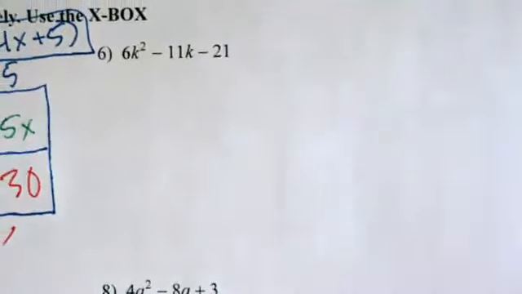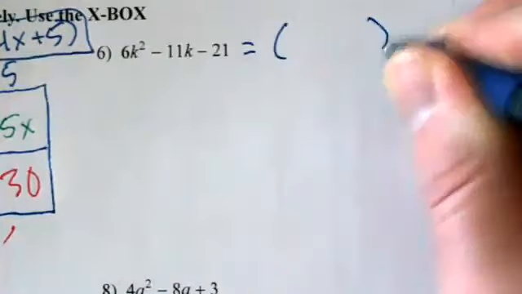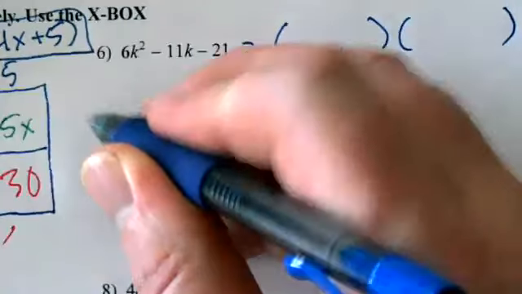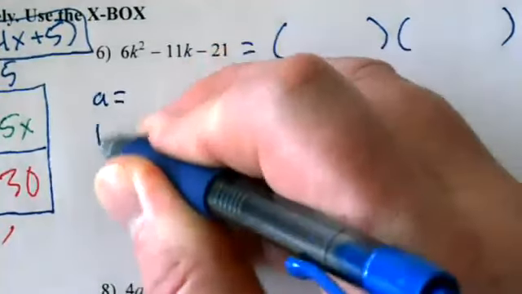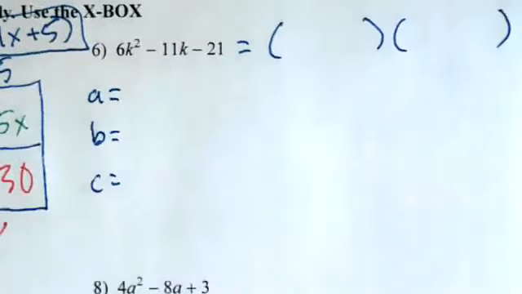So let's see if we can do this one. I know my answer is going to look like this. Let's go through our steps together again. A equals, B equals, C equals. We're going to do this one at medium speed. That last one was at tortoise speed.